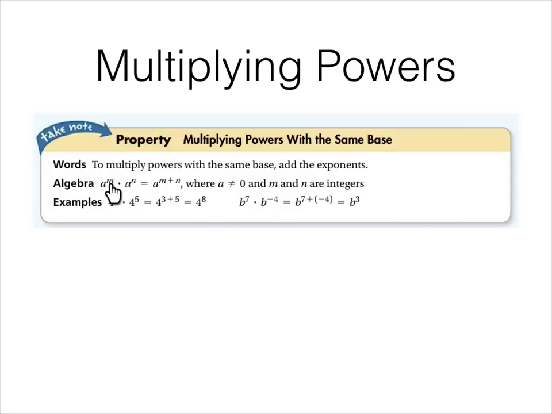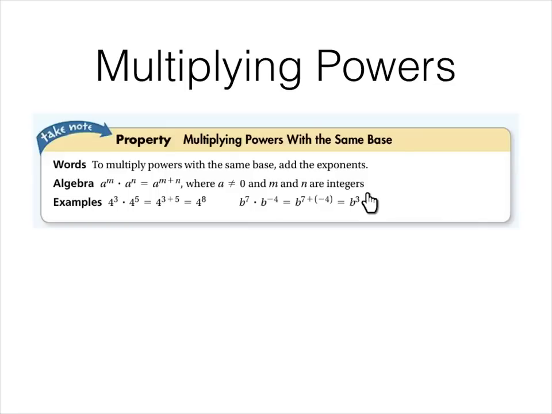So a to the m power times a to the n power is a to the m plus n power, where we add the two exponents, except the base cannot be a zero. M and n are integers. Now, it will actually work if m and n are not integers, but that's something you wait to learn about until algebra 2. So 4 to the 3rd times 4 to the 5th is 4 to the 3 plus 5, or 4 to the 8th. B to the 7th times b to the negative 4 is b to the 7 plus negative 4, or b to the 3rd. Now, why is it that this works?